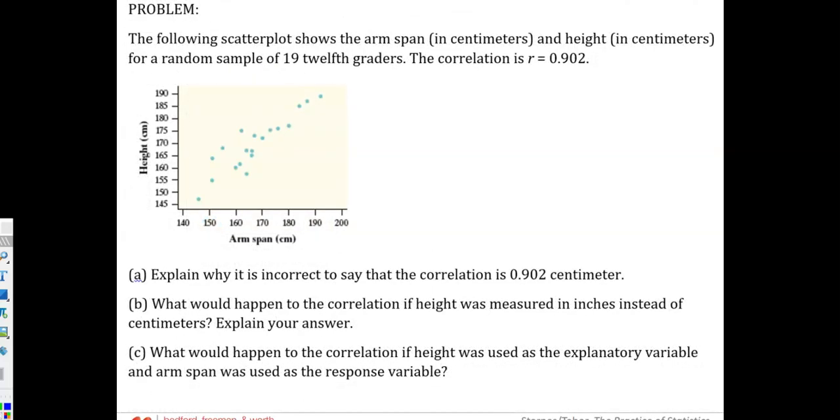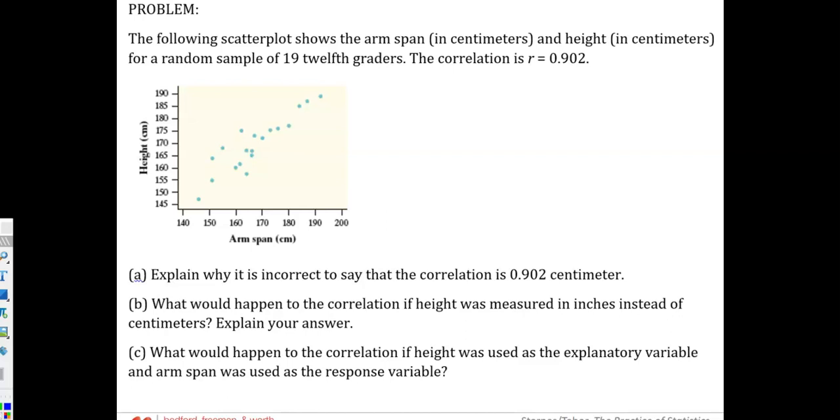So this one, the scatter plot between arm span and height, I would expect a positive correlation, and it is. Moderately strong at least. It's positive for sure, linear. And the correlation is 0.902, which confirms it is positive and somewhat strong. 0.9 is close to 1, so that's pretty strong. Why is it incorrect to say that correlation is 0.902 centimeters? You would just say 0.902. There is no unit of measure for correlation.